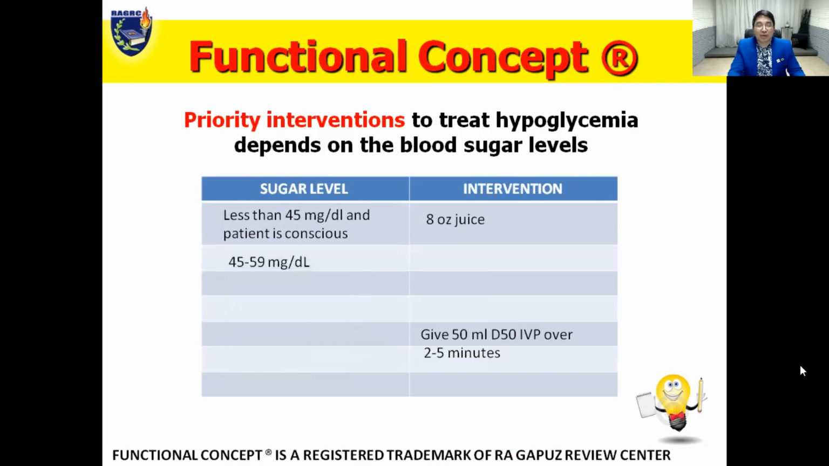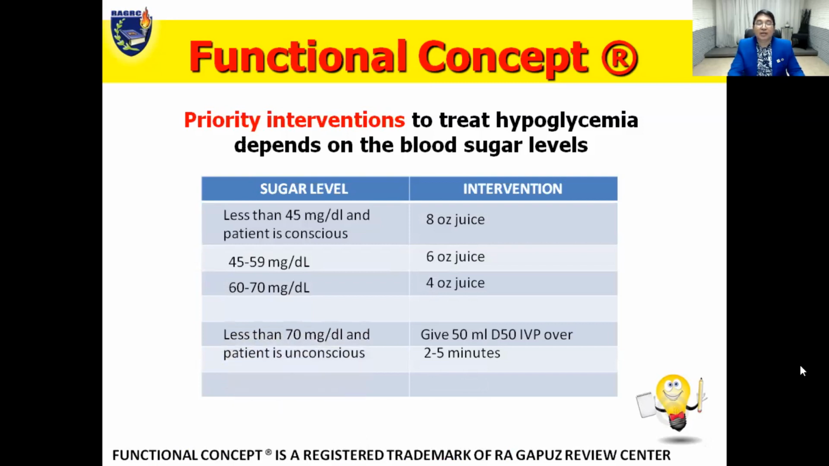Okay, so what if the sugar level is between 45 to 59 milligrams per deciliter? Then we administer 6 ounces of juice. And if the sugar level is 60 to 70 milligrams per deciliter, then we administer 4 ounces of juice. So take note, the higher the sugar level of the patient, the less juice we need to administer. So it's very important that we know the sugar level of the patient.